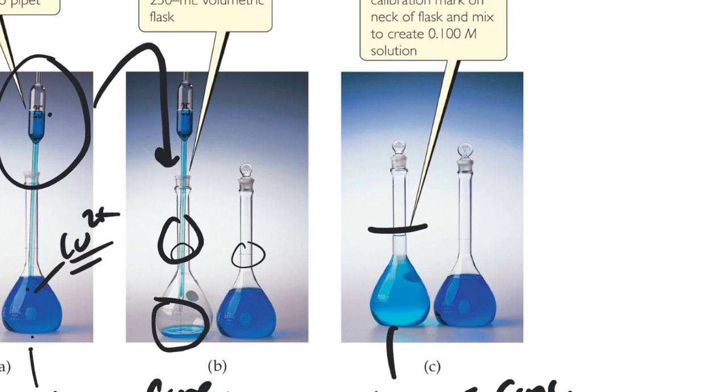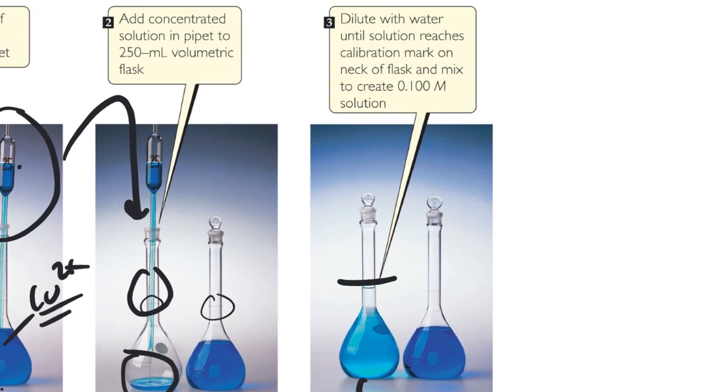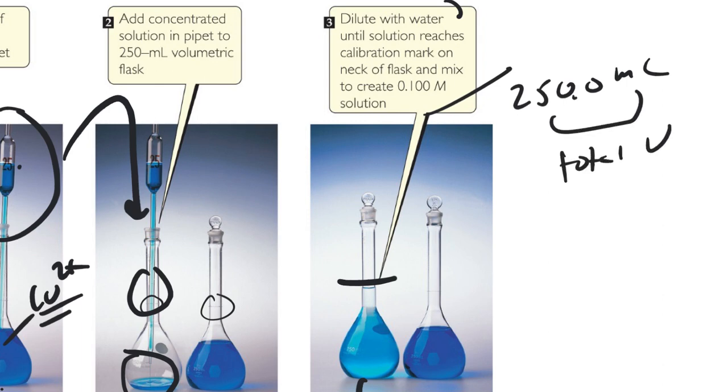So a lot of times in these problems, you're told that you add enough water to reach the calibration mark on the neck of the flask, which in this case would be 250.0 milliliters, and this is then the total volume of that new solution. Because for molarity, often what we want to know is the moles of the solute in the solution divided by the total volume of the solution.